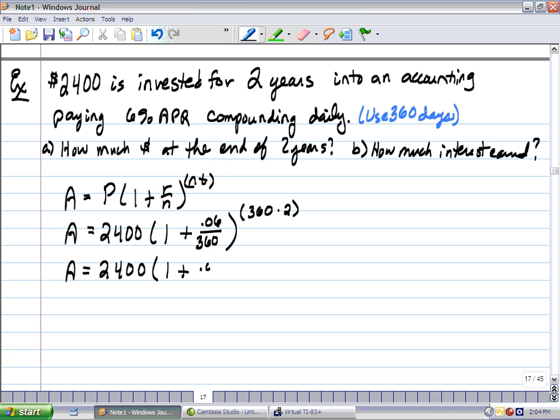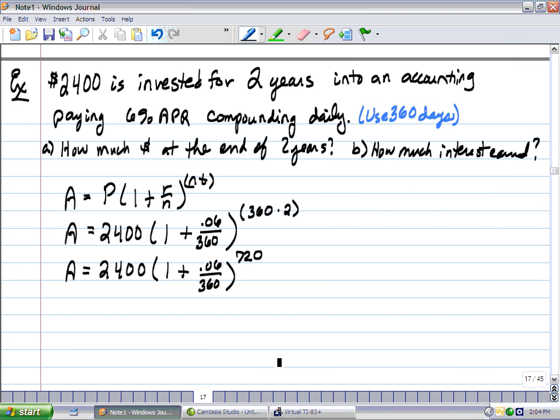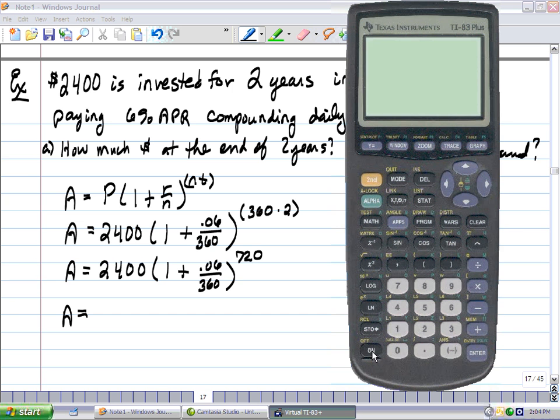So 1 plus 0.06 divided by 360 to the 720. 0.06 divided by 360. That's a tiny little number. This E right here means it's very tiny. It means times 10 to the negative 4. In other words, it means move the decimal place back 4. So 1, 2, 3, 4. So that's a tiny little number. You would have trouble doing that by hand, multiplying that out by itself 720 times. So you definitely need a calculator that has on it an exponent key.